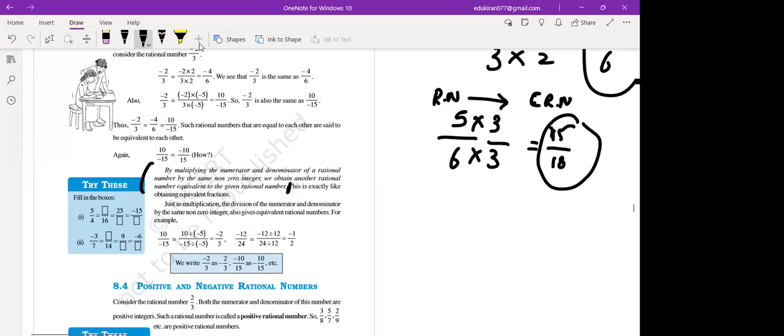Everybody got it? How to find the equivalent rational numbers? Okay, quickly note this.